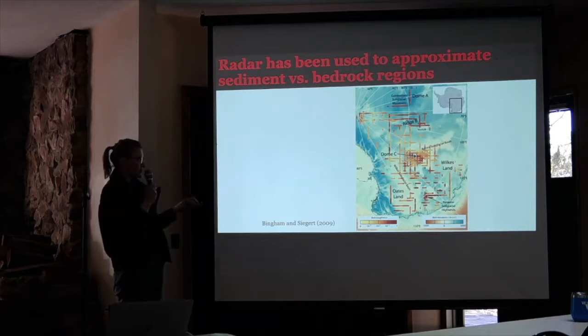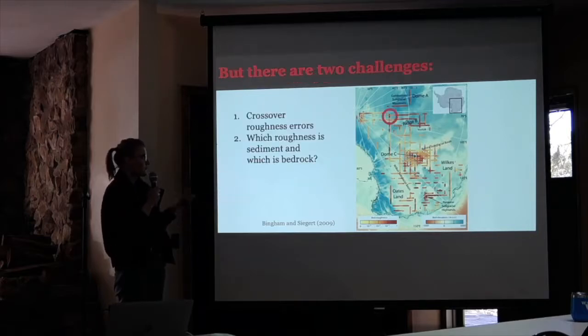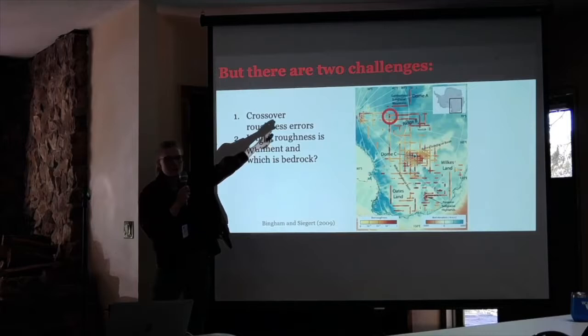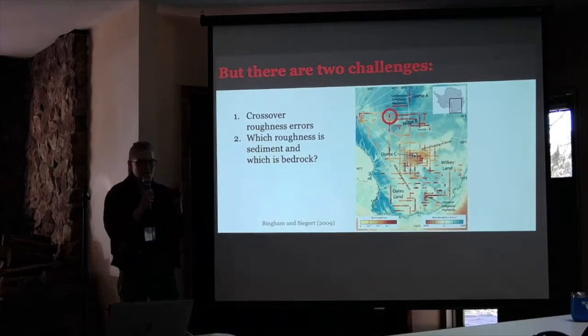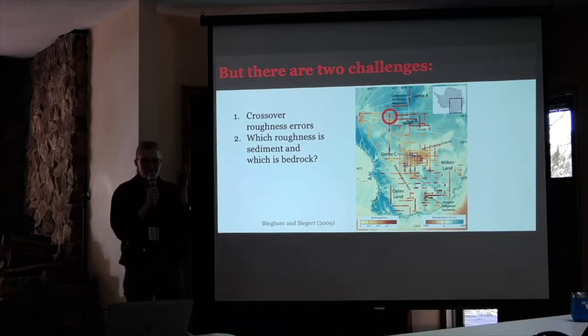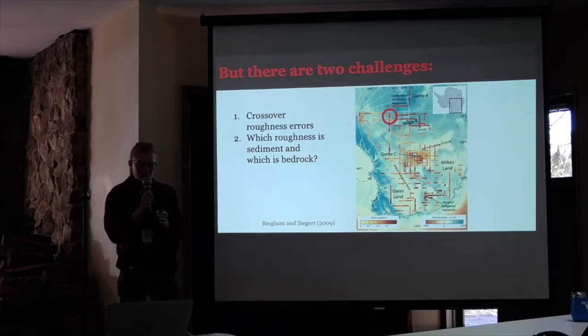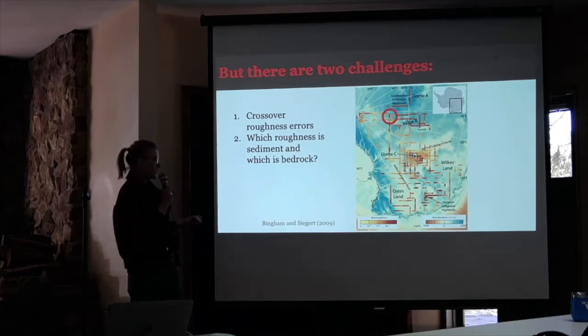But there are 2 issues with using this approach. The first is that you get these crossover errors in roughness because roughness can have a directional component. And the second issue is that we don't know what cutoff point for roughness we can use for saying this is sediment or this is bedrock. So in this talk, I'm going to address both of those problems.